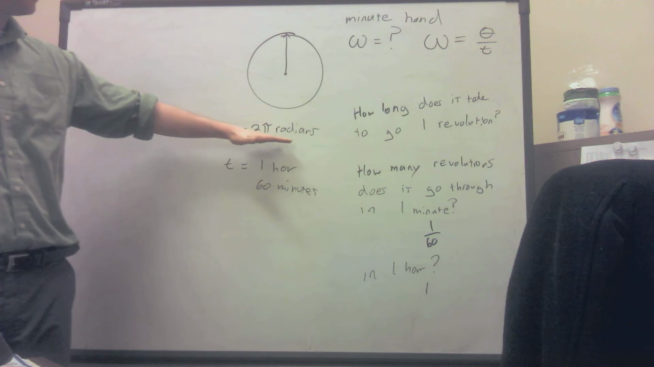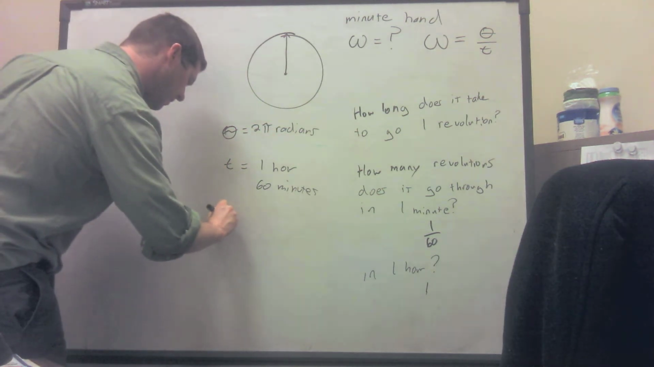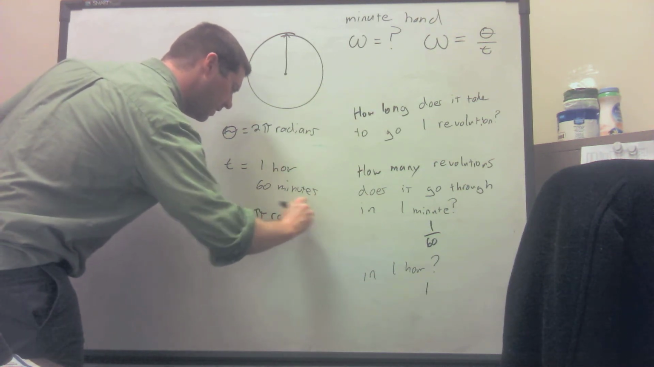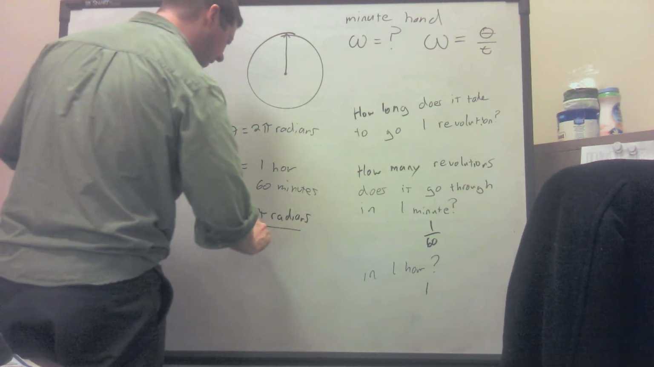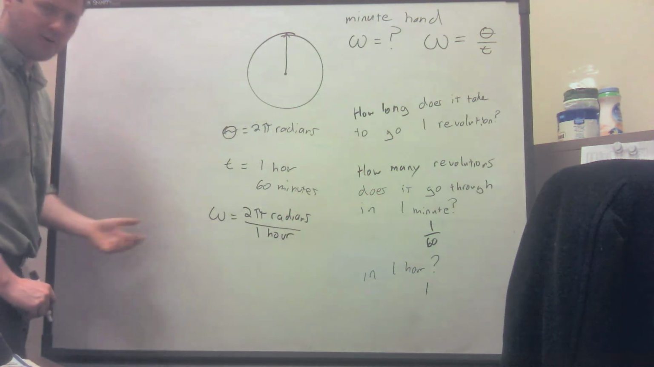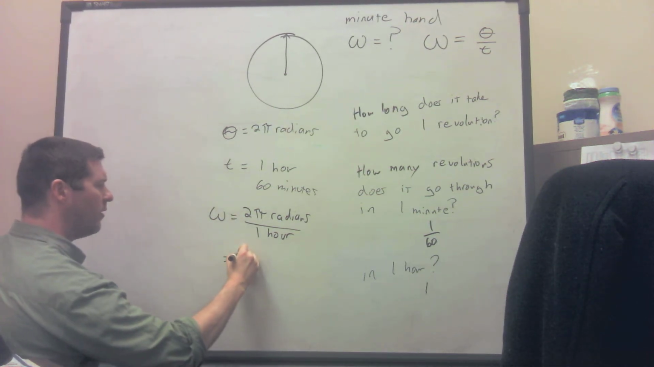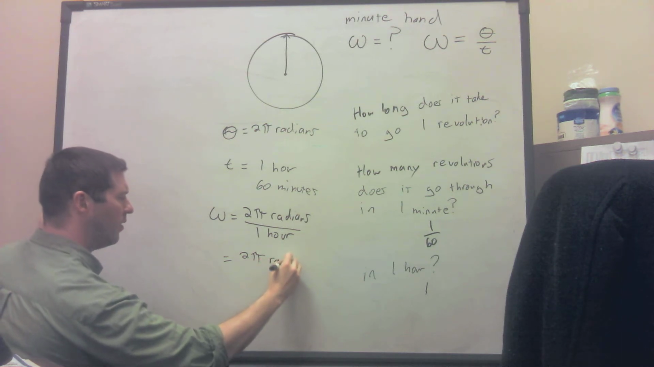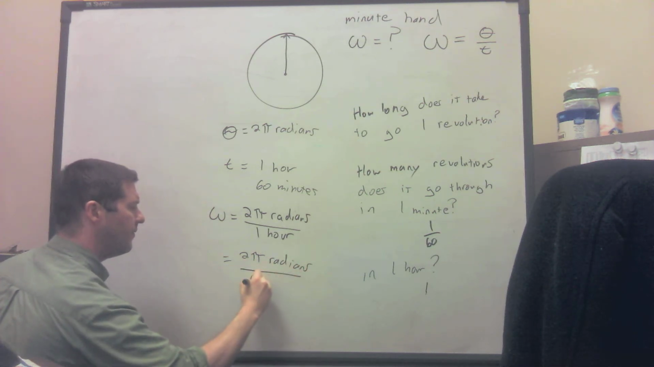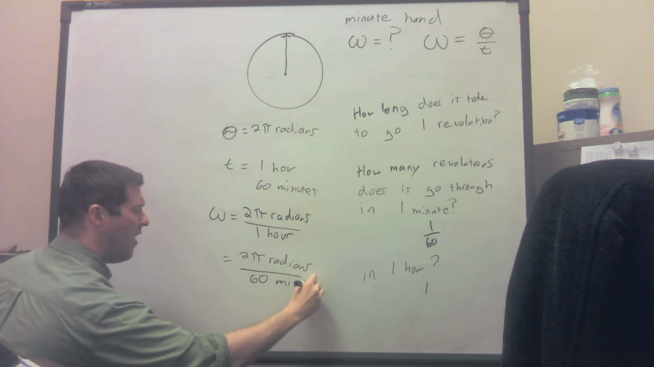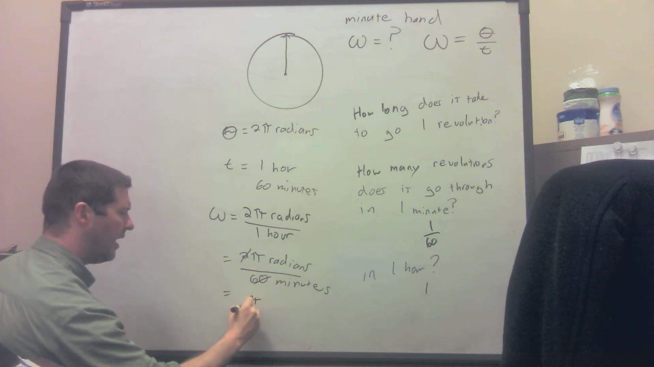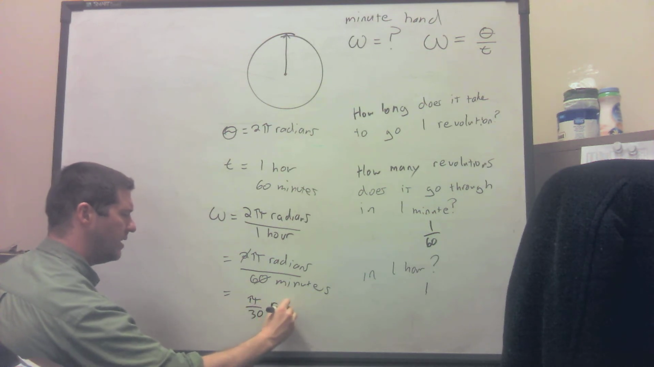So, what is our angular speed? We've got the distance we travel, 2 pi radians, divided by the amount of time it took us. We could say it had gone 2 pi per hour. So that would be one way of writing our angular speed. We could also have said we go through 2 pi radians every 60 minutes. And that one we would have to reduce a little bit. That one we cancel out our 2 with a 60. We get pi over 30 radians per minute.